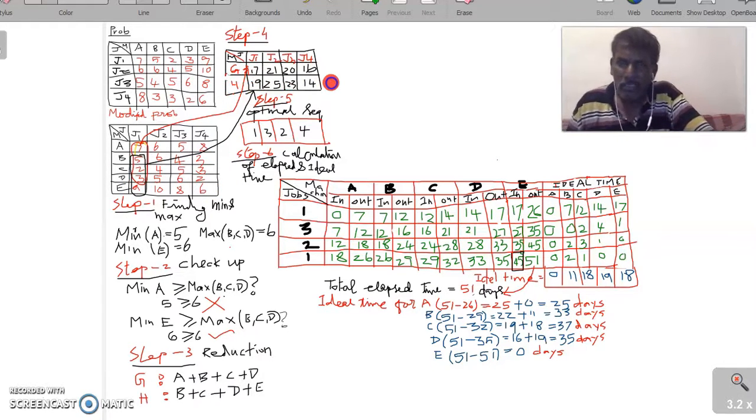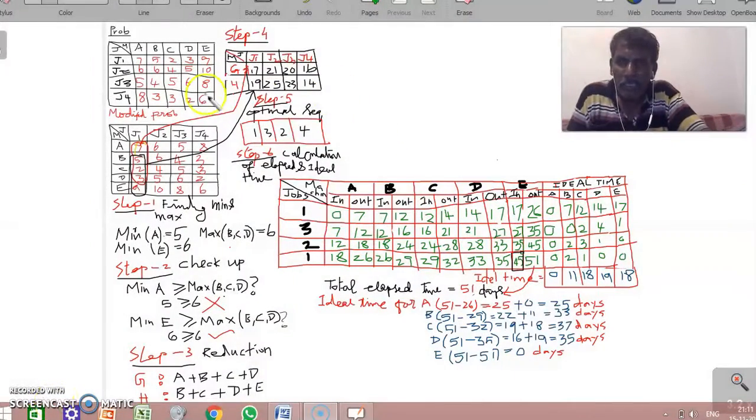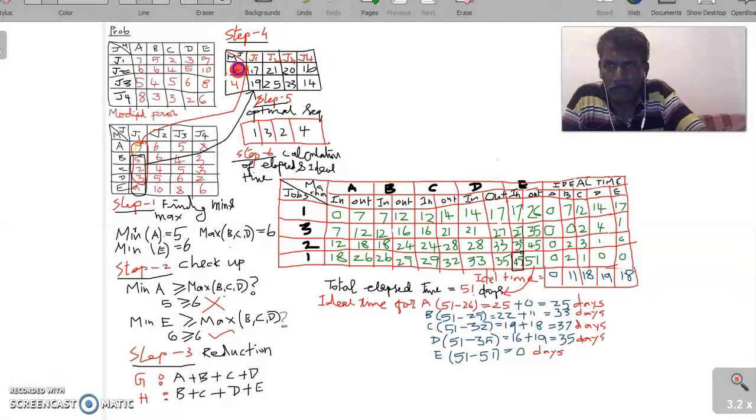So this way the given 5 machines can be changed into the 2 machines with processing time of the jobs. Okay, that's what we are seeing in this particular step. Step number 4 we are getting that. For this we have to get the optimal sequence. We know what an optimal sequence is.